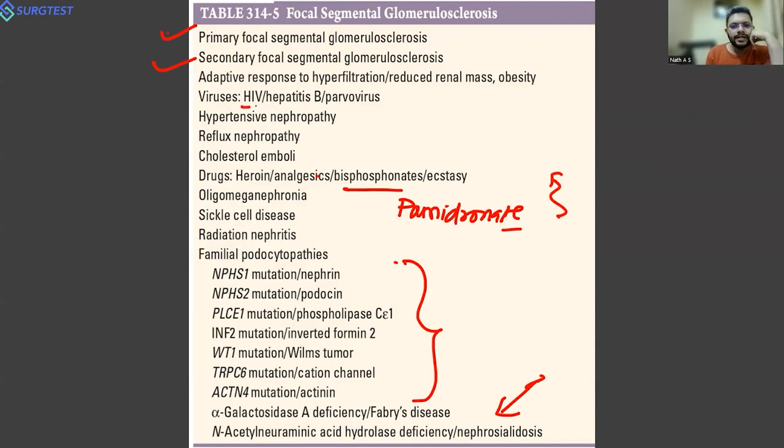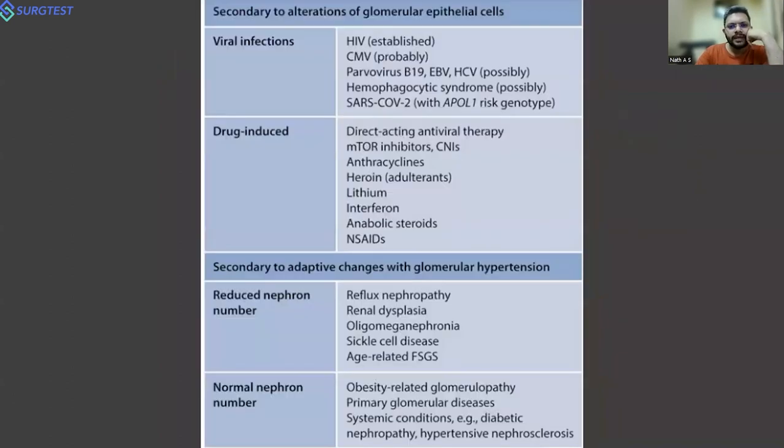Then I want to draw your attention towards HIV. This is the most important virus that is associated with FSGS, especially the collapsing variety, collapsing FSGS. Yes. And here you have your maladaptive response. So I've got one more slide for you. All this is there in Harrison, of course. So one more slide from KDIGO, where they've again split it up in a more organized manner.